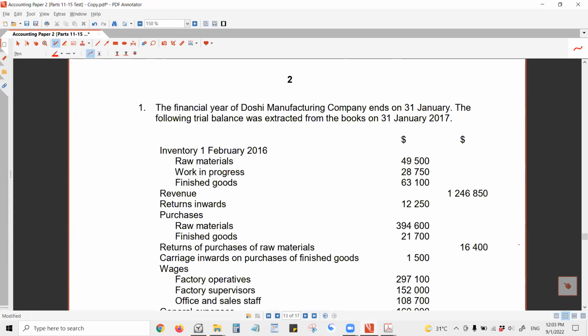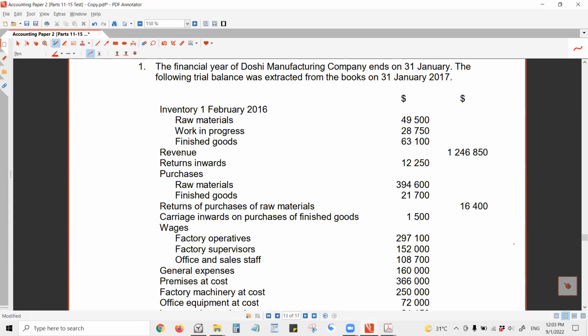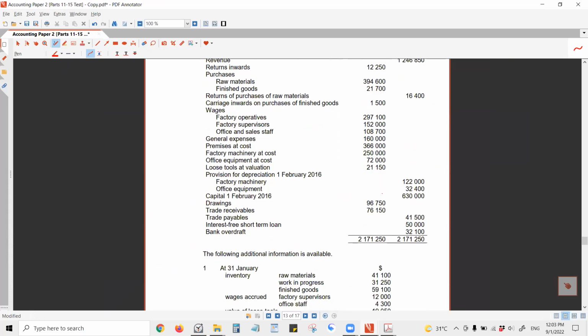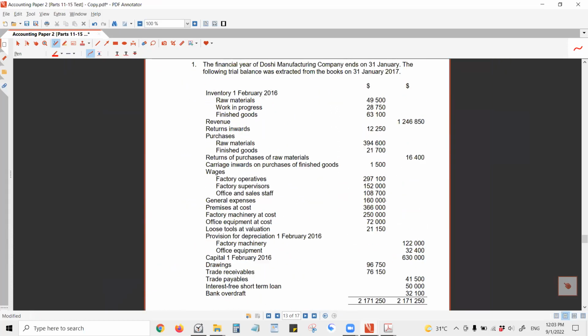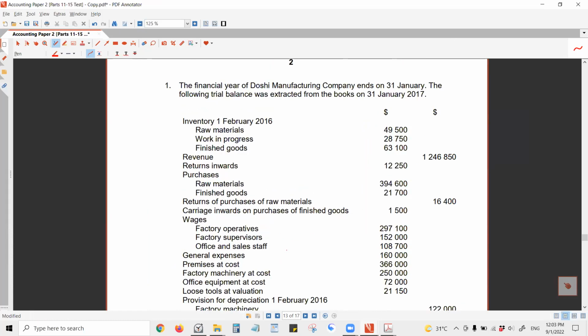Go to the next question, a manufacturing question. This question, you saw it in chapter 13 of my material. At that time, we didn't go through this question. It's a very lengthy question. So when you see a long list of items given, remember a few things that you should try to follow.